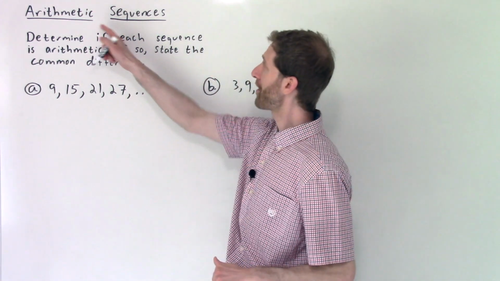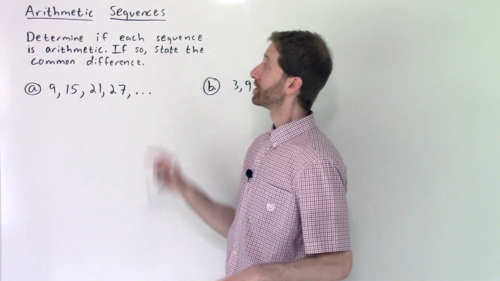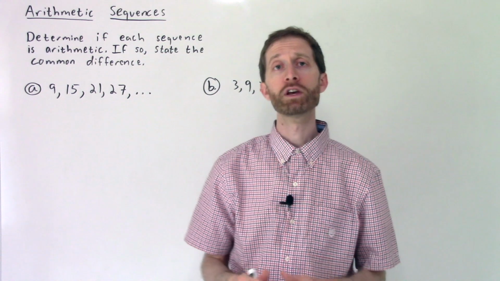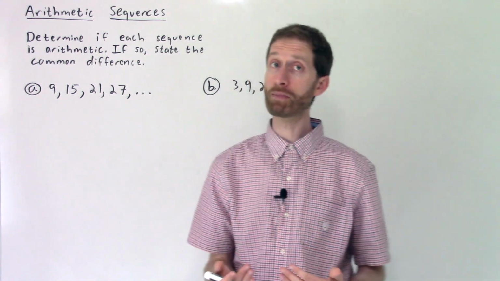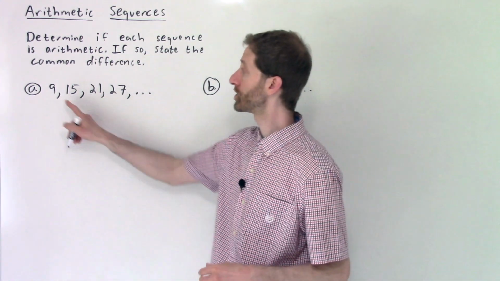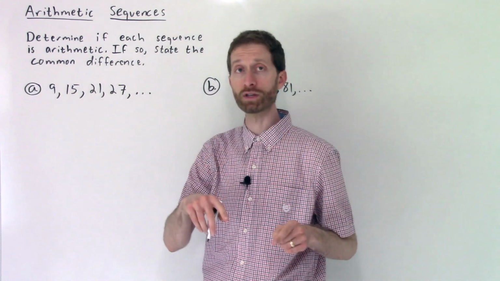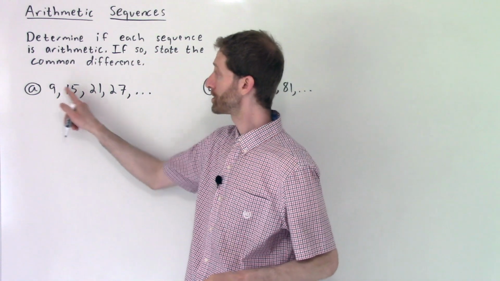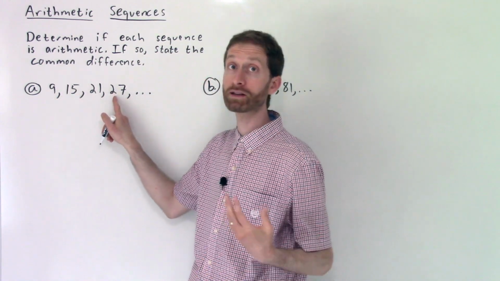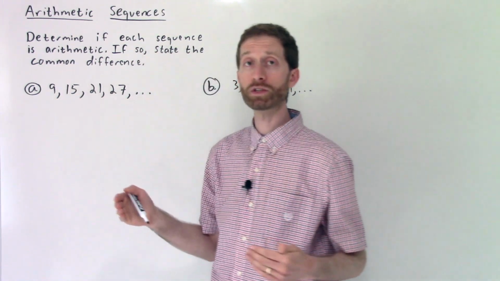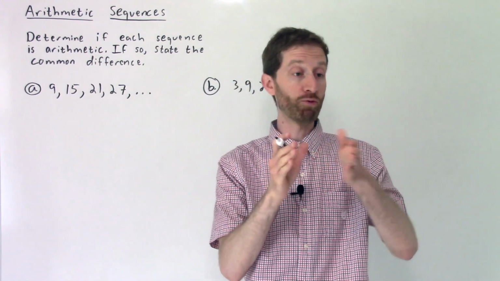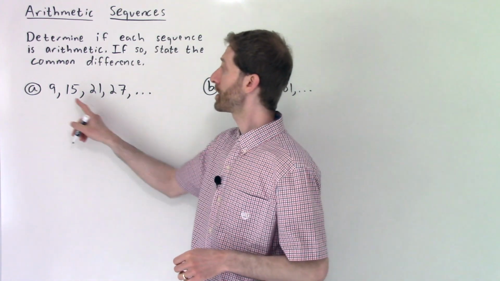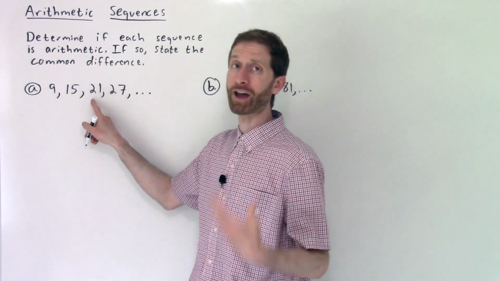So this says arithmetic sequences. Determine if each sequence is arithmetic. If so, state the common difference. So what makes a sequence arithmetic is whether or not the sequence increases or decreases by adding the same number to every term to get to the next term in a sequence. So sequences can go increasing, they can rise in value, or they can fall in value. What makes it arithmetic is if the amount is the same that we add on every time.